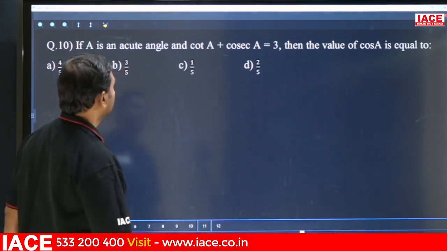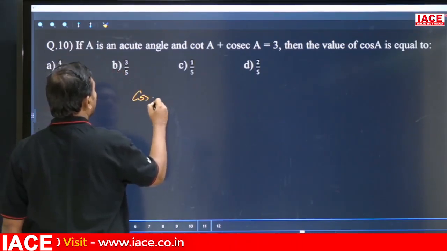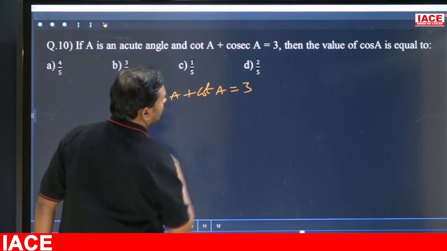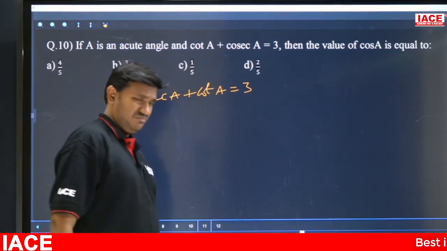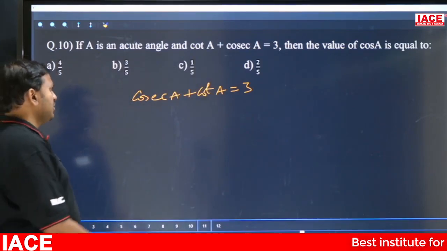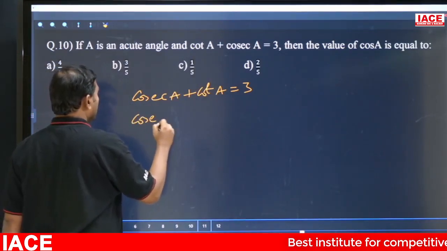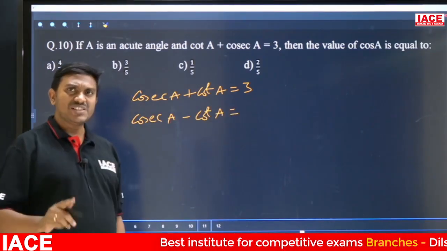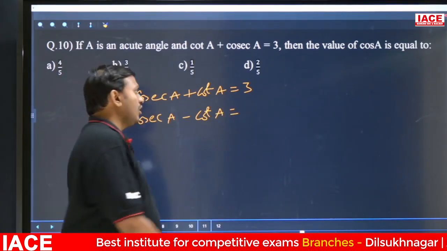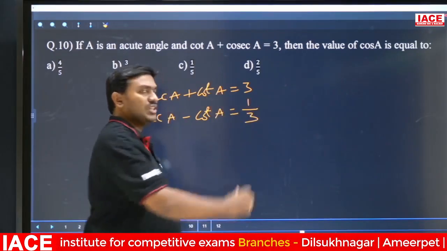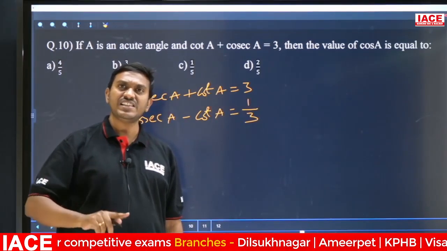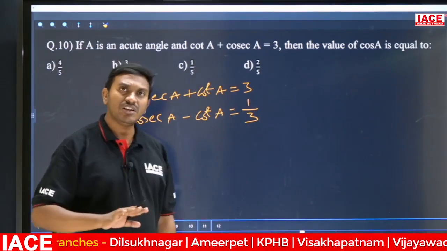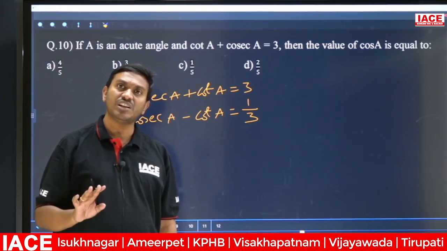Trigonometry question. Cosecant A plus cot A equals 3. Find the value of cos A. Cosecant A plus cot A equals 3 means cosecant A minus cot A is how much? Cosecant A plus cot A and cosecant A minus cot A are always reciprocals of each other. Similarly, secant A plus tan A and secant A minus tan A are reciprocals of each other. Cosecant A plus cot A and cosecant A minus cot A also are reciprocals of each other.